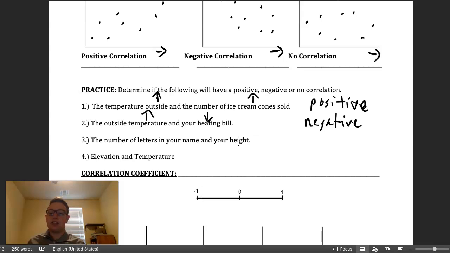What about the number of letters in your name and your height? As the number of letters in your name increases, what happens to your height? Does it increase, decrease, or is there no correlation? We expect no correlation. You could have a super short name, it could be Tim and be 7 foot tall, or you could have a super long name and still be 5 feet tall. There's no correlation here.